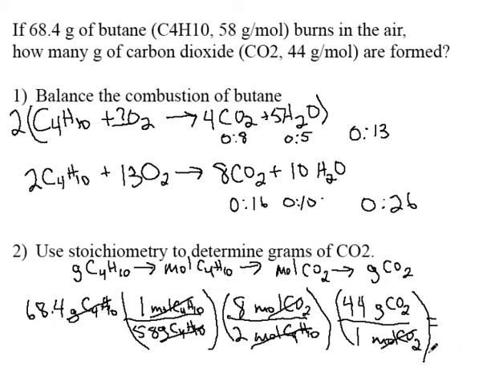When we do the math on this, we end up with 207.6 grams of carbon dioxide. The math is that we multiply 68.4 times 8 times 44, and that number gets divided by 58 and also divided by 2. Be sure that you can get this number when you do that math on your calculator.